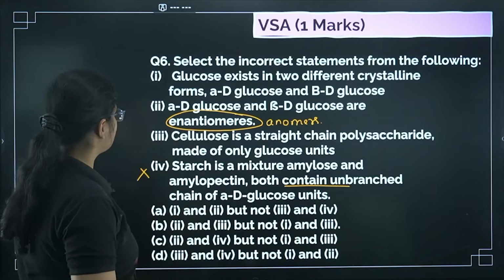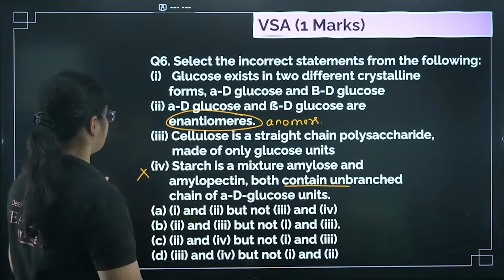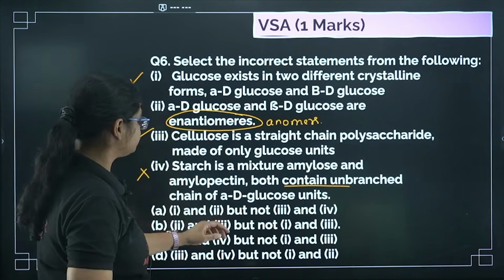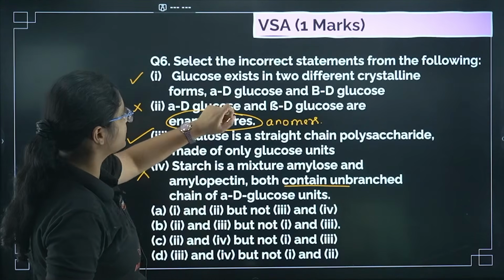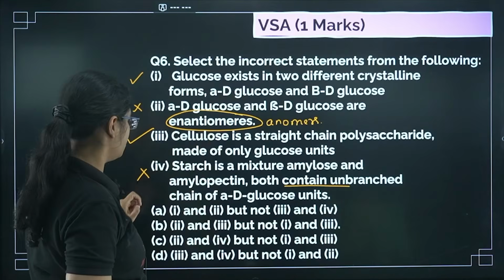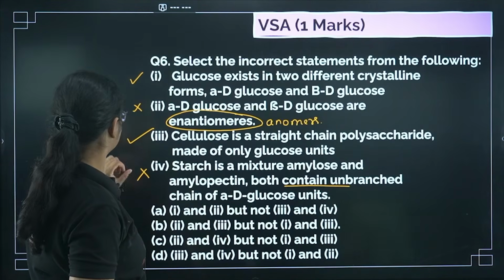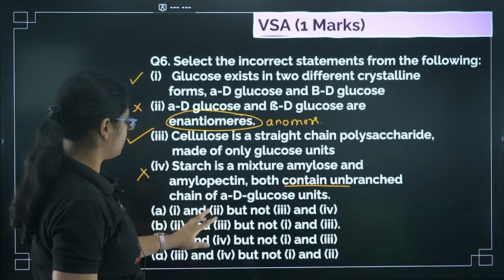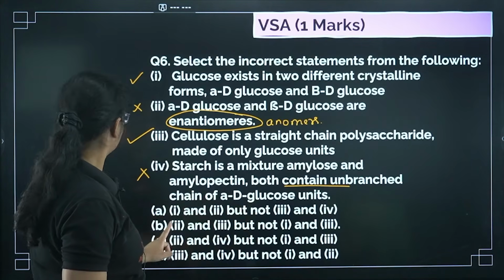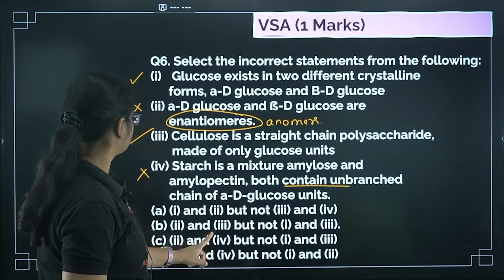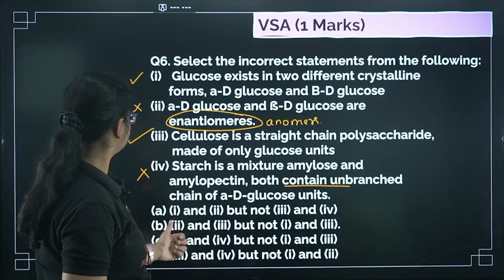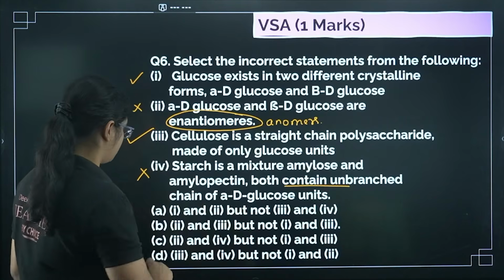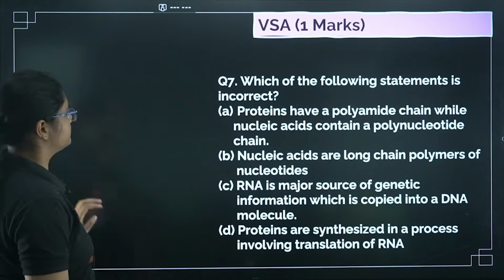Okay, so what do we have to find out? Select the incorrect statements from the following. Statements 2 and 4 are incorrect, definitely, but not 1 and 2. Yes, 2 and 4 are incorrect. That is option C.